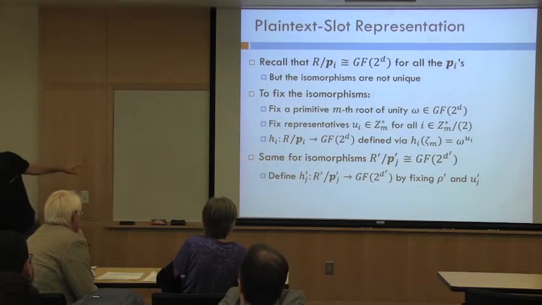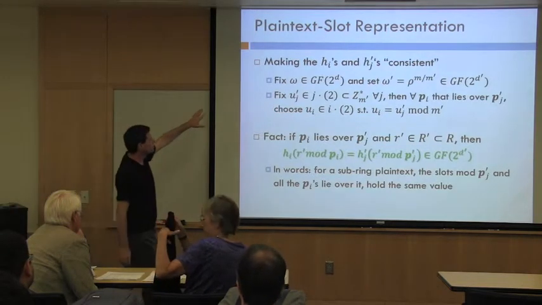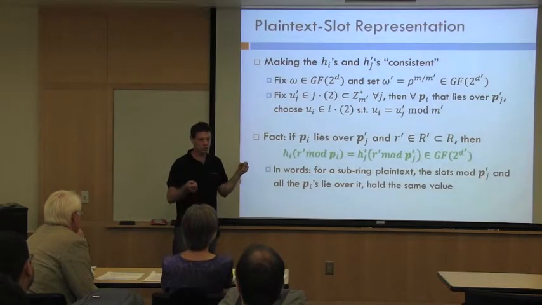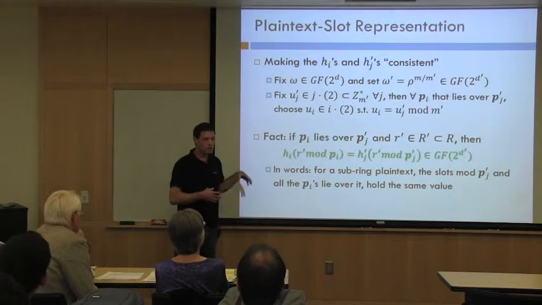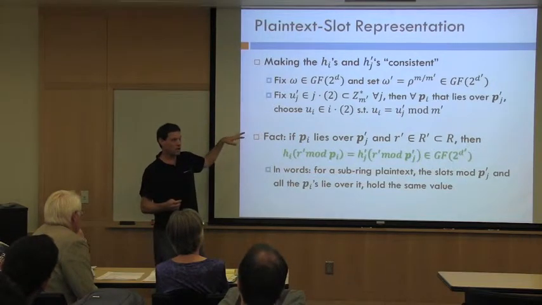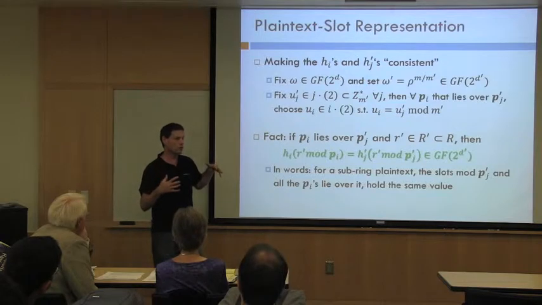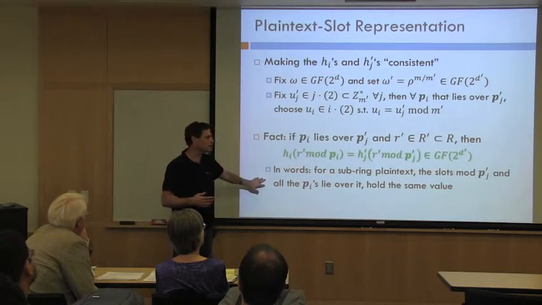And why am I telling you this? I'm telling you this because it's actually important for us that we choose. Any choice that you would make there would give you an isomorphism. It is important for us that the isomorphisms that you use in the big ring and in the small ring are going to be consistent. So let me give an example. You know what, let me read this and then give an example.